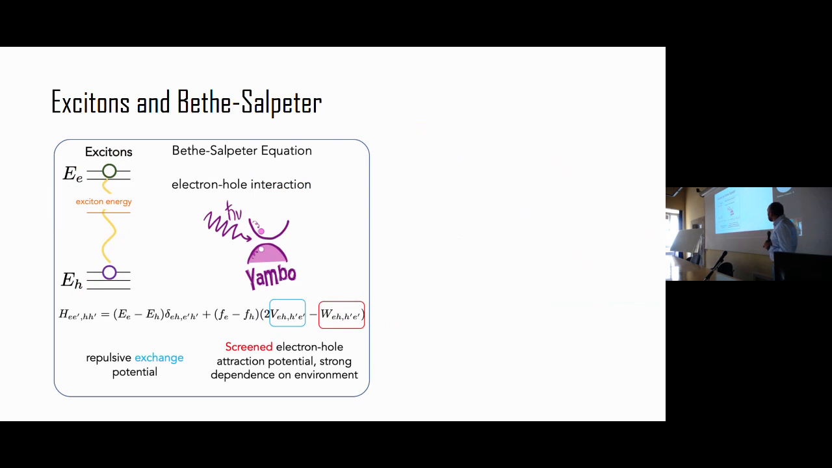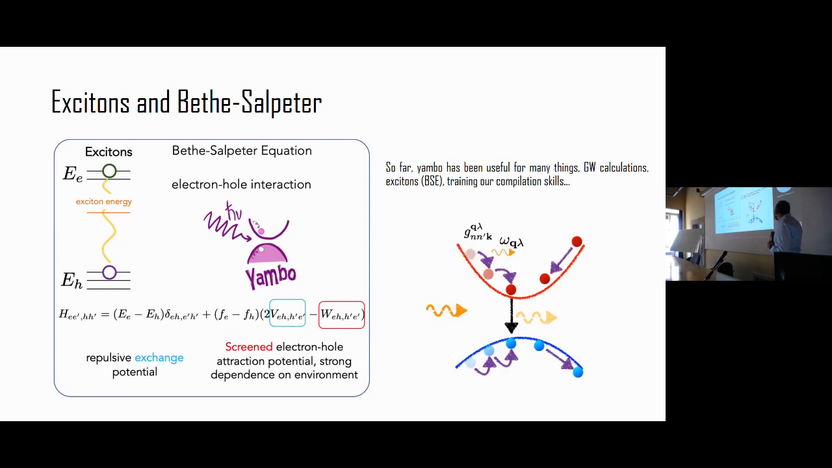So, until day 3 of the school, we are in this position. After you follow the tutorial of the GW that was yesterday, and you do the tutorial of the Bethe-Salpeter, you are in this position. Basically, you can calculate your bands, you can calculate the correction of the bands, and you can calculate your exciton with the Bethe-Salpeter. And so far, we are in the ground state situation. So after that, we have learned many things: the GW calculation, the exciton with the Bethe-Salpeter, we know how to compile Yambo, etc.